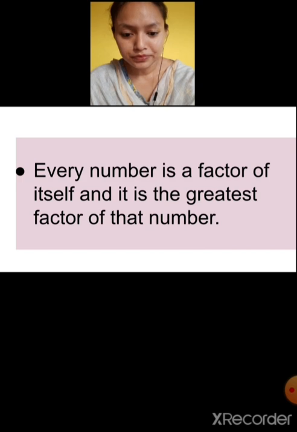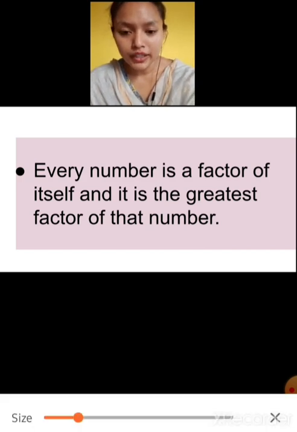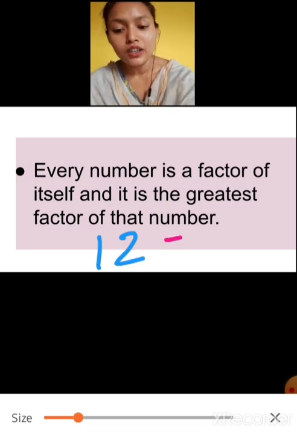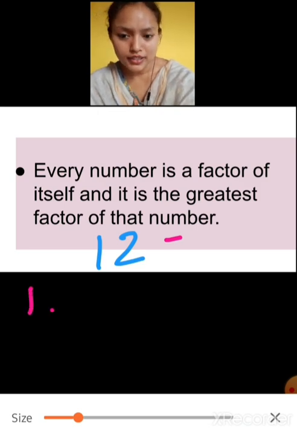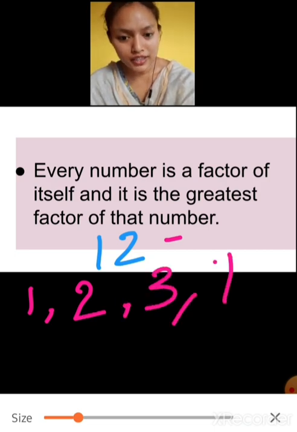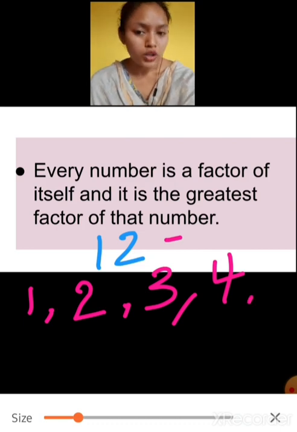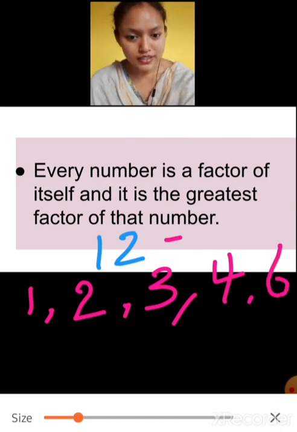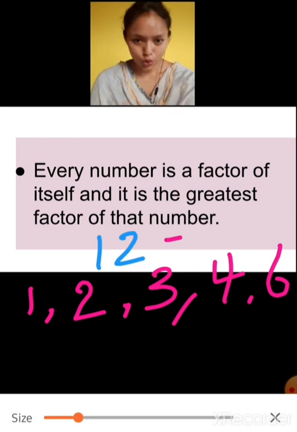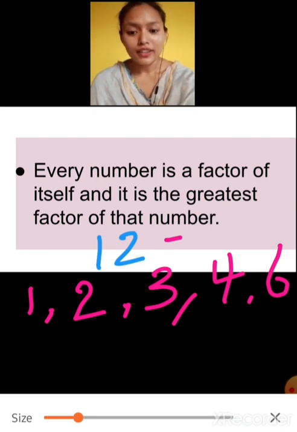If I'll say, we'll take 12, okay? Now just make out the factors of 12. What will be the factors? It comes in table of 1, yes. 2, yes. 3, yes. 4, yes. 5, no. 6, yes. So we'll write 6. Now 7, no. 8, no. 9, no. 10, no. 11, no. Now what? 12, yes.